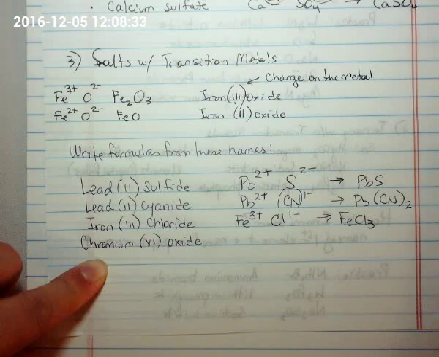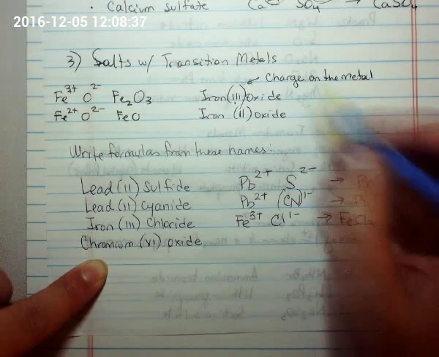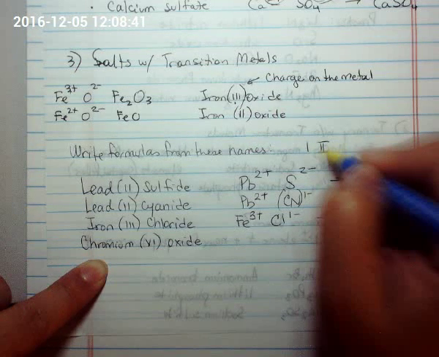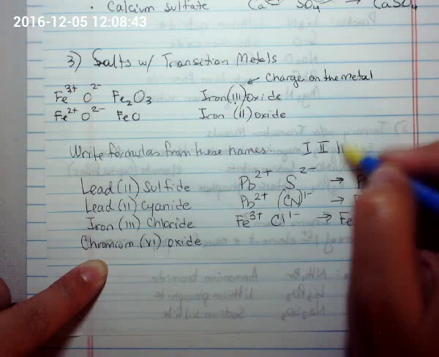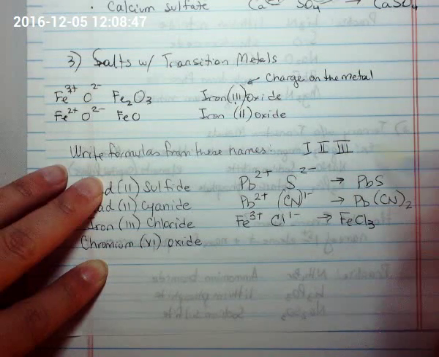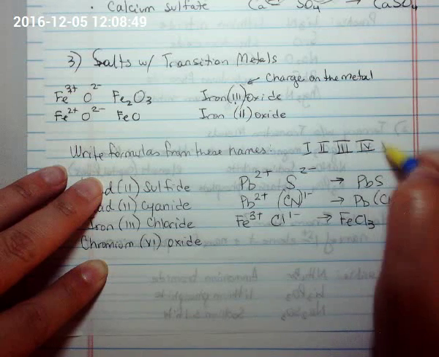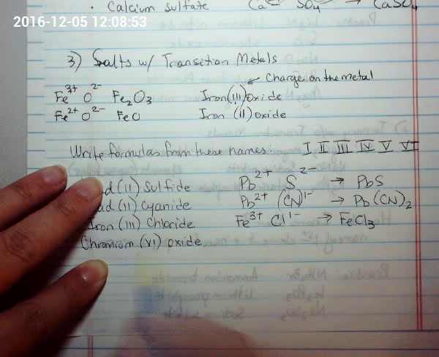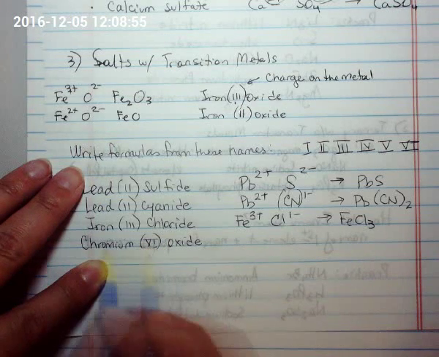All right. Let's just go through the Roman numerals just to remind everybody. How do I write a 1? I. How do I write 2? II. How do I write 3? III. Okay. How do I write 4? IV. How do you write 5? V and 6? VI. Okay. So that's a VI. So chromium 6 oxide.